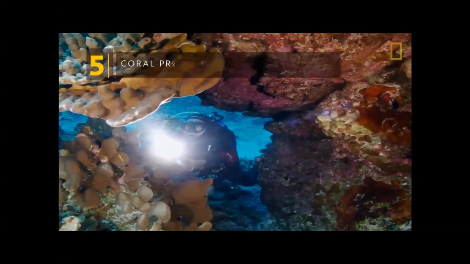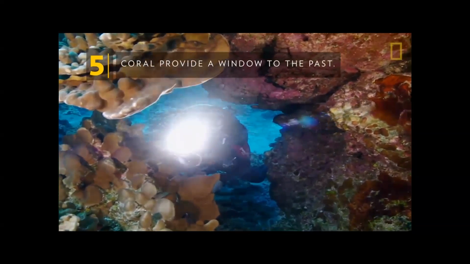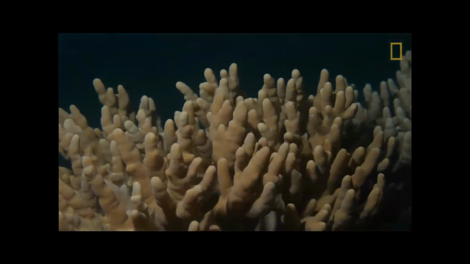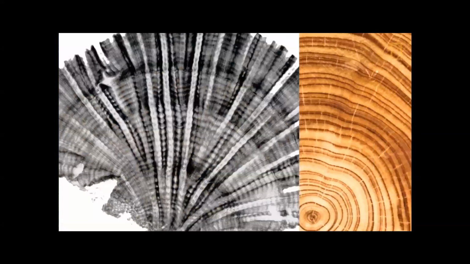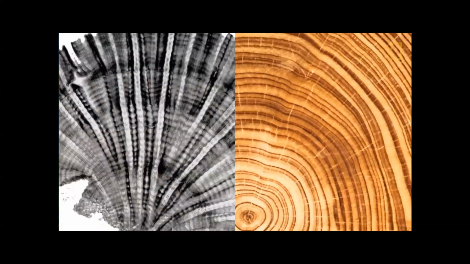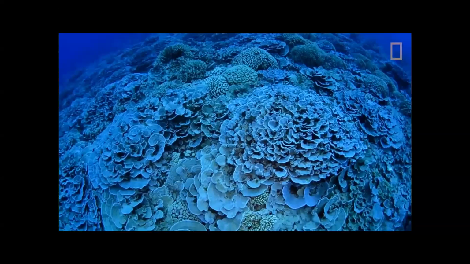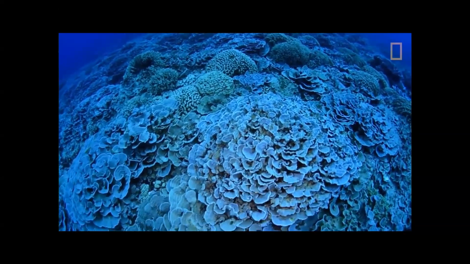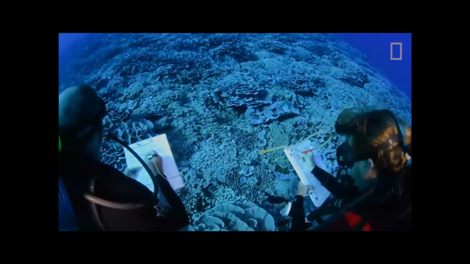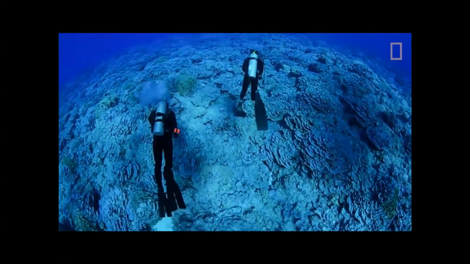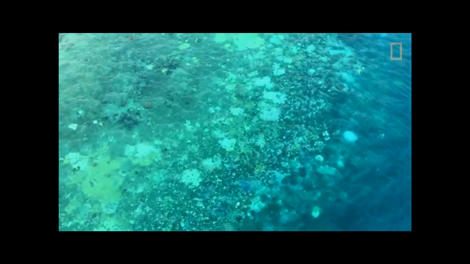Coral provide a window to the past. As coral grow, their limestone skeletons form layers similar to tree rings that vary in composition and thickness based on ocean conditions at the time. With some coral reefs growing for thousands or even millions of years, scientists can study these layers to reveal what the Earth's climate may have been like in the ancient past.